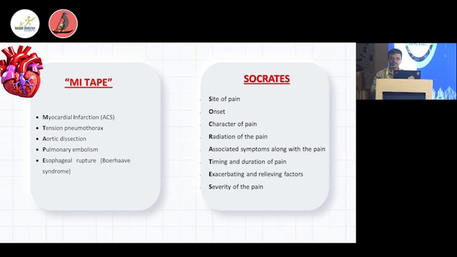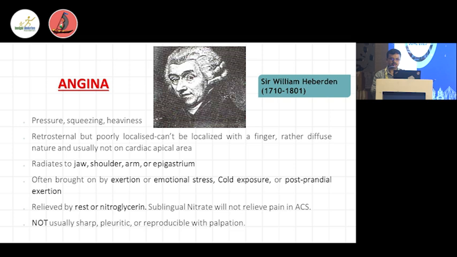But remember this mnemonic, there is a MIT. First, we should triage according to myocardial infarction, tension pneumothorax, aortic dissection, pulmonary embolism, and esophageal rupture. Because if we are unable to diagnose any of these, the patient might ultimately die.